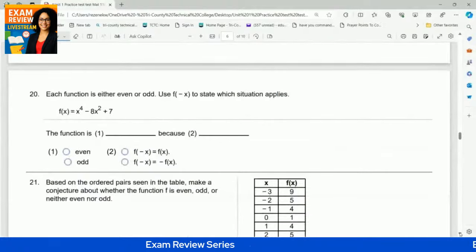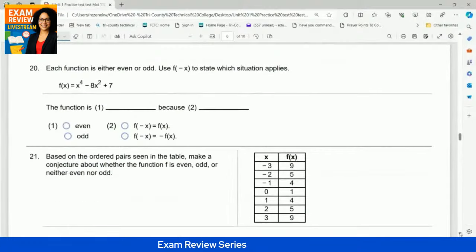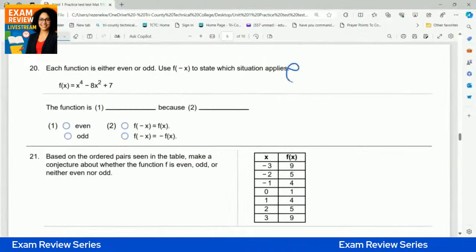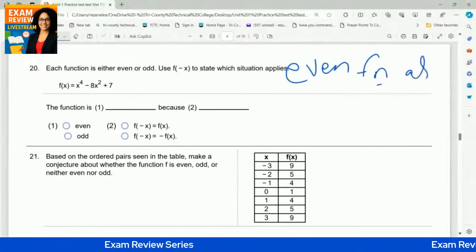Let's do even functions and odd functions. When a function is even, then it has y-axis symmetry. What does y-axis symmetry mean? Let me write it. An even function also has y-axis symmetry.